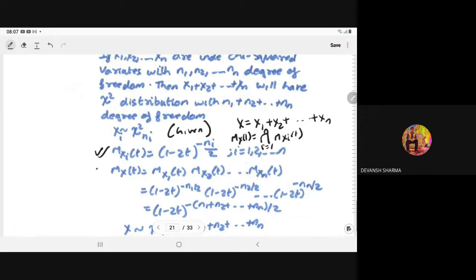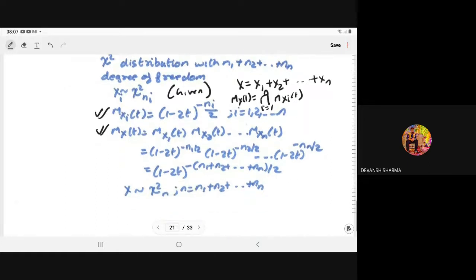So here we have M_X(t) is equal to M_X1(t) into M_X2(t) into M_Xn(t), and we know what the moment generating function is for X_i. Since X_i follows the chi-square distribution, it is equal to (1 minus 2t) to the power minus n1 by 2, (1 minus 2t) to the power minus n2 by 2, and so on up to (1 minus 2t) to the power minus n_n by 2, which can be written as (1 minus 2t) to the power minus (n1 plus n2 plus ... plus n_n) by 2.